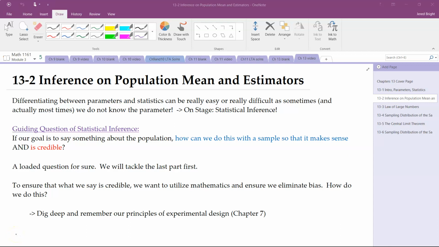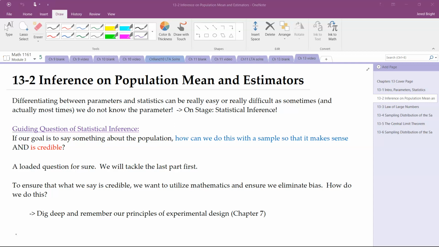In principle, identifying whether a value is a parameter or a statistic can be really easy or difficult. It's easy in the sense that it's probably going to be a statistic, because we are rarely given information about the population. The populations we deal with are typically so large that it's hard to get a grasp on what the parameter might be. So that's where we need to do inference, right?